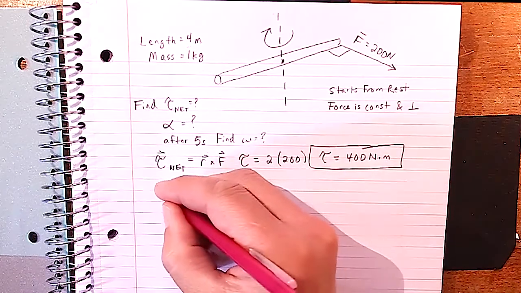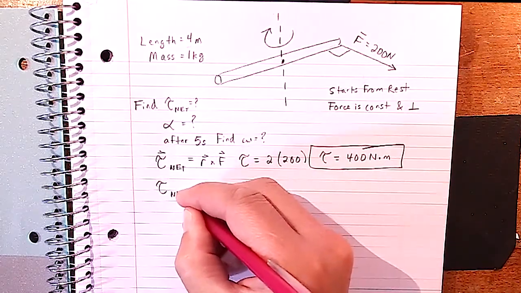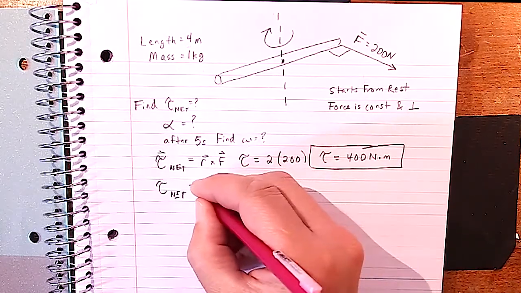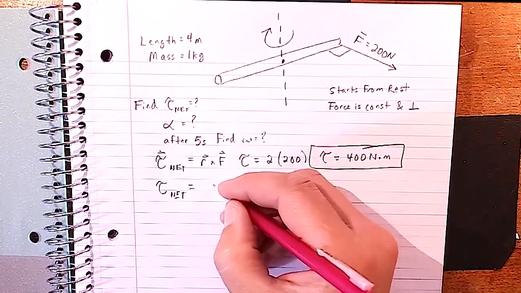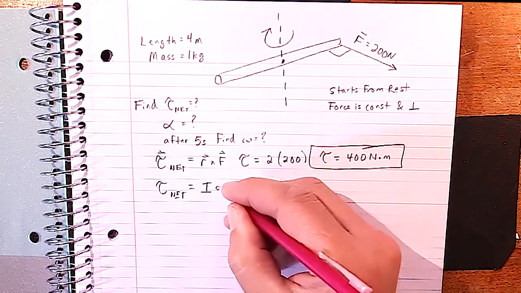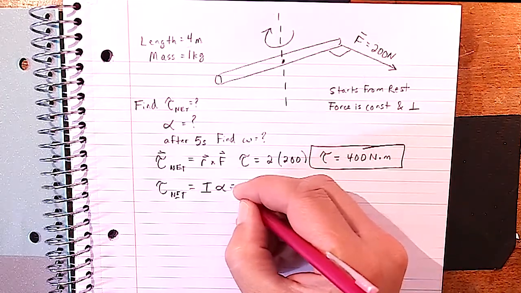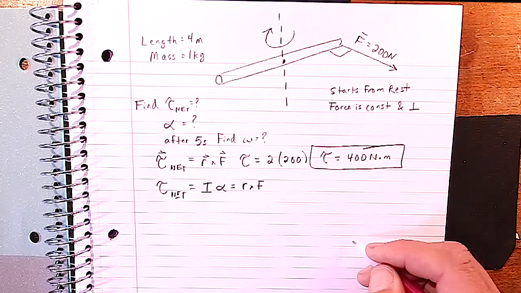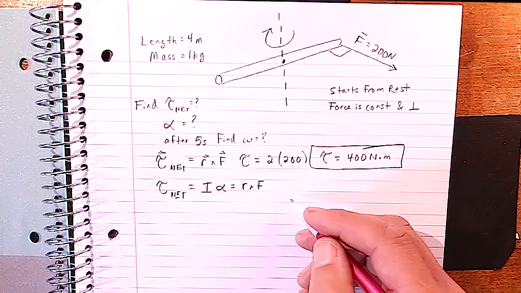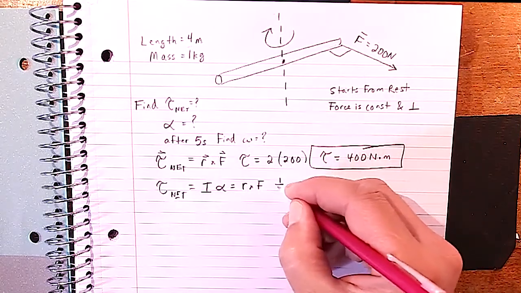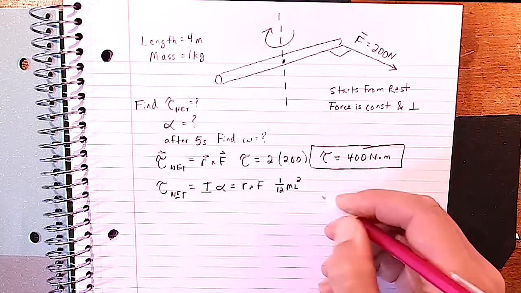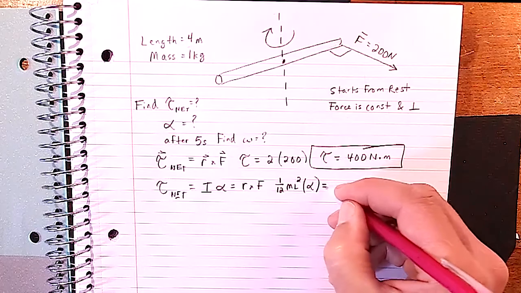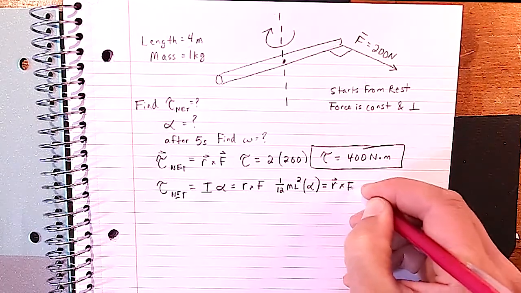So in part B, we are solving for alpha. So what we can do is say that the net torque, which is R cross F, but remember, it's also equal to I alpha. And that's equal to R cross F. So we know that I, for a bar spinning about its center, is 1/12 ml squared, and that's times alpha, and that's equal to R cross F.